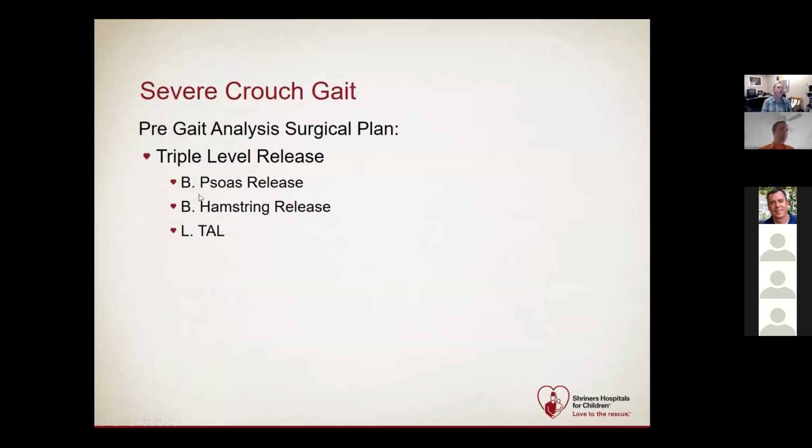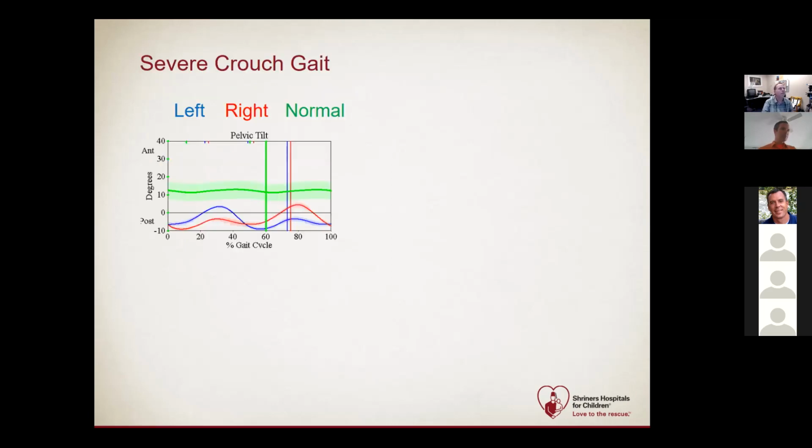So what was recommended, he came down with a preoperative surgical plan of what we call a triple lever release. So they're going to make all three of those major joints looser by lengthening the psoas muscles to get his hips in a better position, by lengthening the hamstrings to get his knees in a better position, and, on the left side only, a tendo-Achilles lengthening to get his ankle in a better position. Remember, that left ankle was the one that was slightly off the ground. So that was the preoperative plan.